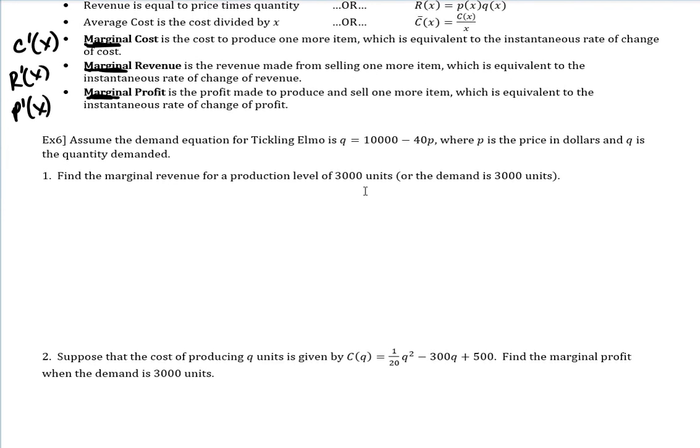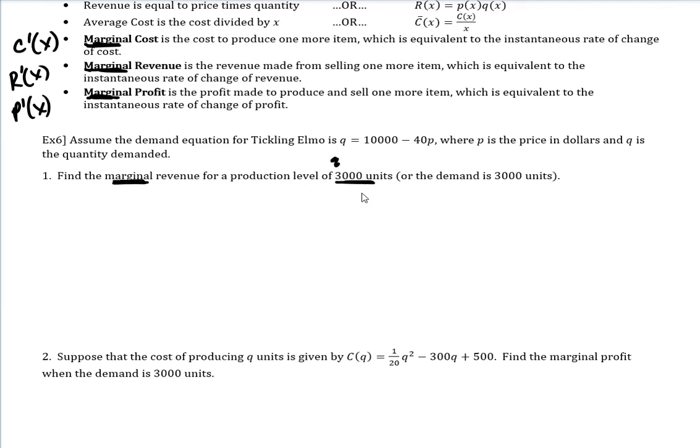So in example 6, it says assume the demand equation for Tickle Me Elmo is Q equals 10,000 minus 40p, where p is the price in dollars and Q is the quantity demanded. Find the marginal revenue for a production level of 3,000 units, or they might say the demand is 3,000 units. So marginal revenue means we need to find the derivative of revenue, and then afterwards we'll need to plug in Q equals 3,000.